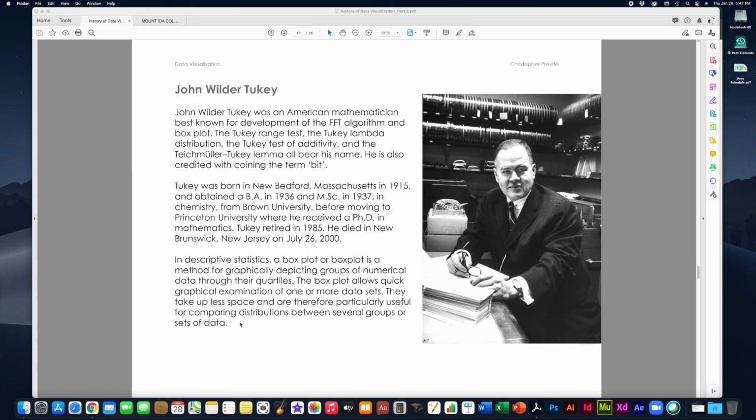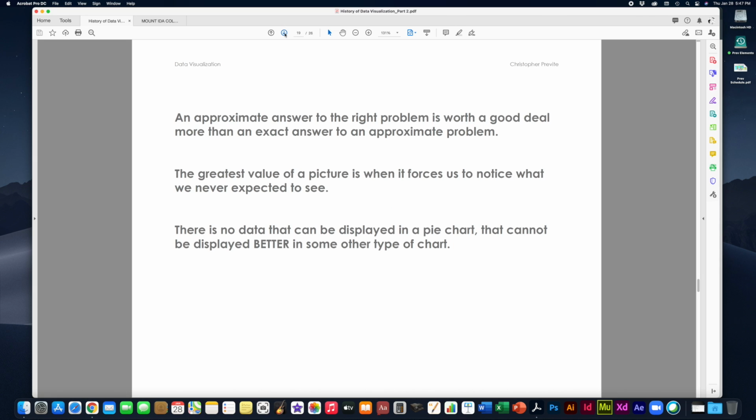In descriptive statistics, a box plot is a method for graphically depicting groups of numerical data through their quantity. So let's take a look at some of the stuff he invented. And first of all, let's see a couple of his quotes. So he said, an approximate answer to the right problem is worth a good deal more than the exact answer to an approximate problem. It's a very similar quote to what we just heard from Otto Neurath, right, with regards to his pictograms. Similar perspective on things.